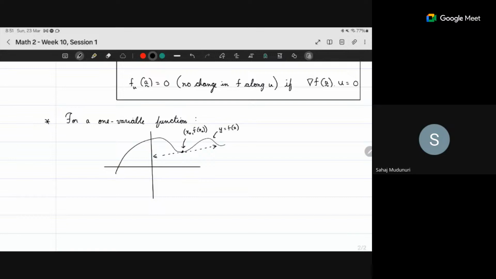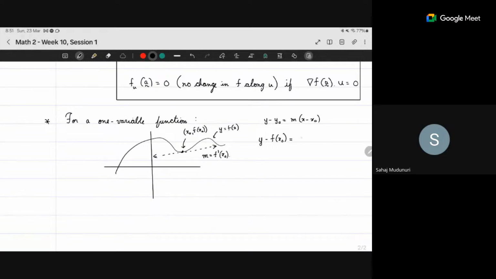And since I know that the point is x naught comma f of x naught, and m is equal to f prime x naught, the slope of the line is this. So I can calculate the equation of the tangent line, which is y minus f of x naught, from y minus y0 is equal to m times x minus x0. So if you have the slope at one point, you can compute the equation of the line as follows.